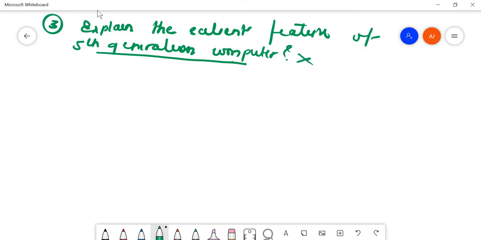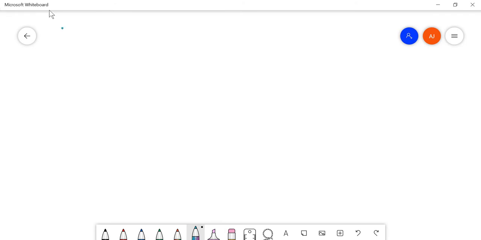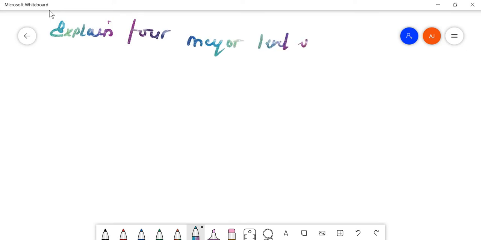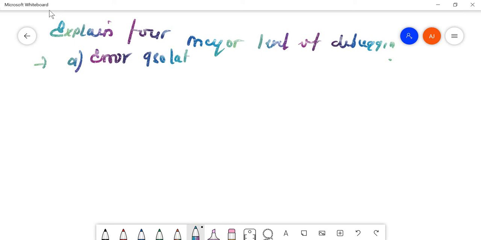So the next question is this, explain. I'll write on a new board. The next question is a very important question: explain 4 major levels of debugging, and the next question is major features of C programming. So I'll write the major levels of debugging. There are 4 major levels of debugging. The first level is error isolation.